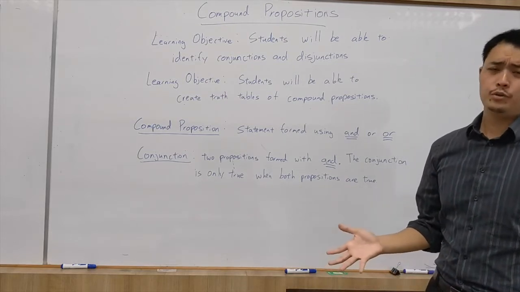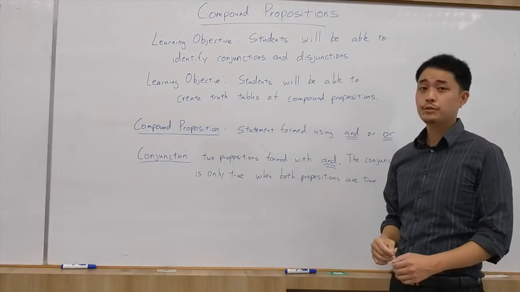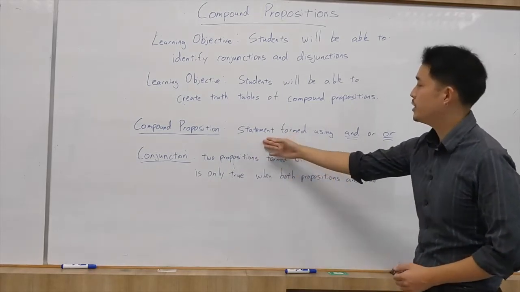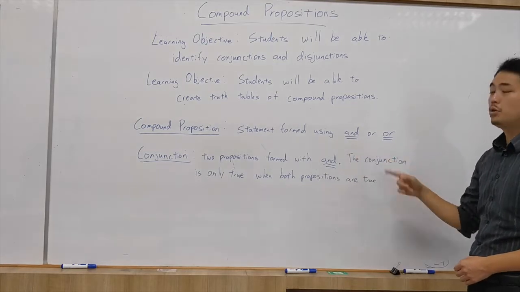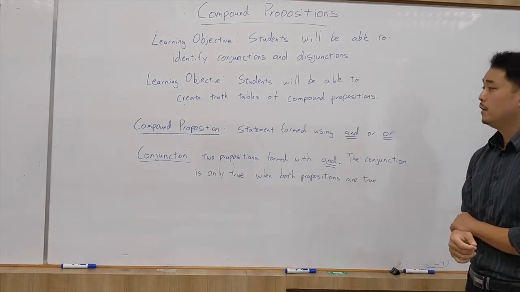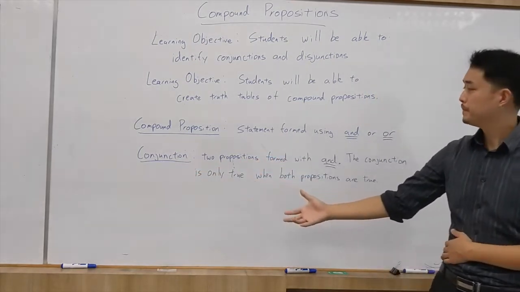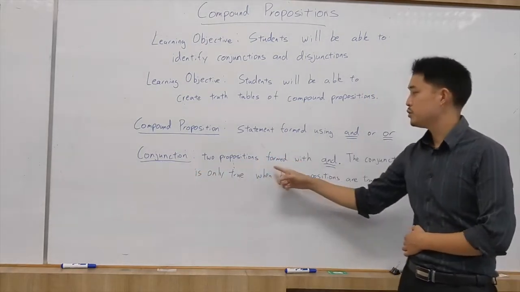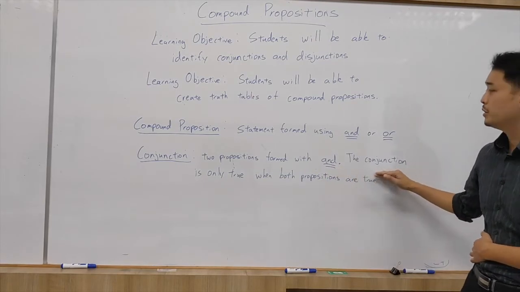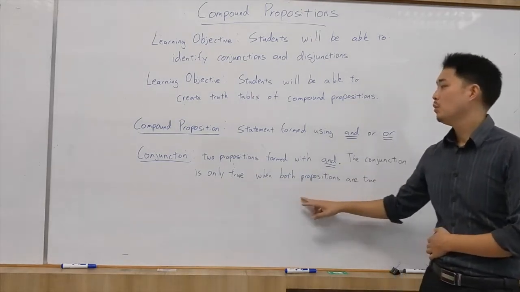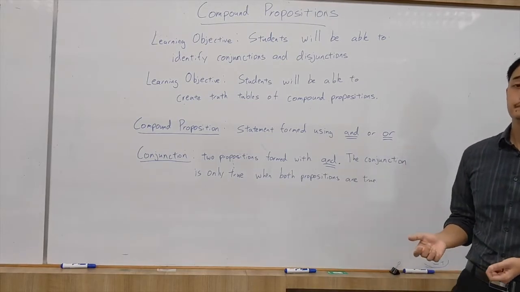So to start off, let's do a couple of definitions. The first definition is a compound proposition. A compound proposition is a statement formed using the word and or the word or. The first type of compound proposition is called a conjunction, and that is two propositions formed using the word and. The conjunction is only true when both of these individual propositions are true.